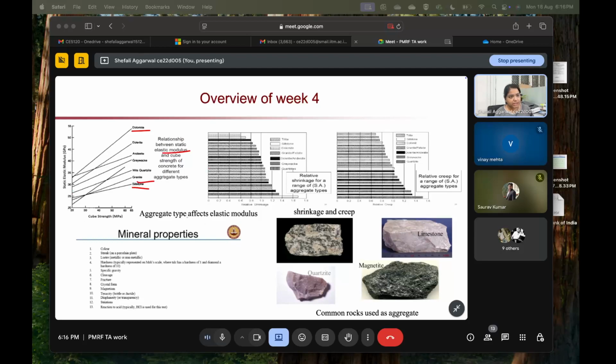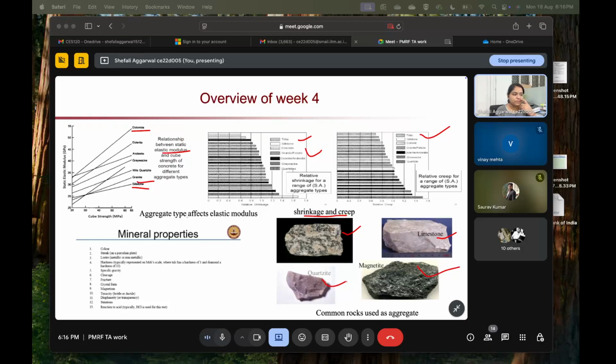In the same way, other properties which your aggregates affect in a concrete system are shrinkage and creep. Based on different types of aggregates, your relative shrinkage will be different, and in the same way your relative creep will be different with the addition of different types of aggregate. So this is the effect of different types of aggregate on shrinkage and creep. Normally in India, these are the 4 different types of stones which we use as coarse aggregate in our concrete system: granite, limestone, magnetite and quartzite.